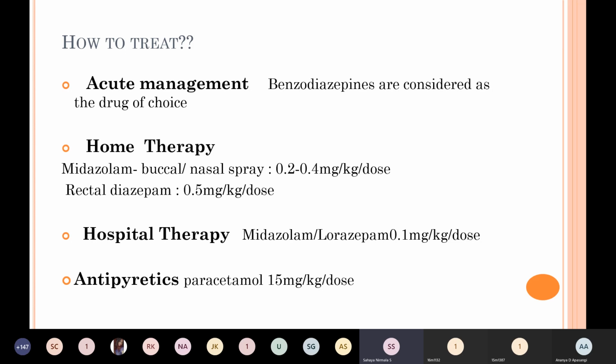For any child with fever, antipyretic measures are most important. You can give a thorough tepid sponging and you can use paracetamol, either a suppository or syrup, 15 mg per kg per dose. If the child is not allergic, you can use even mefenamic acid or ibuprofen also for antipyretics.